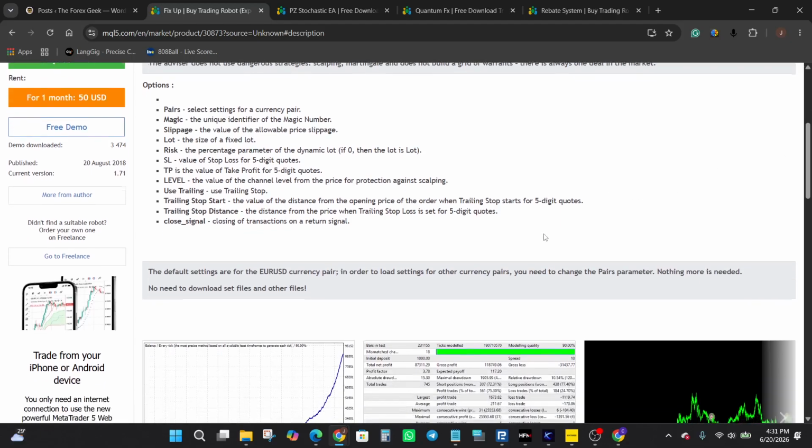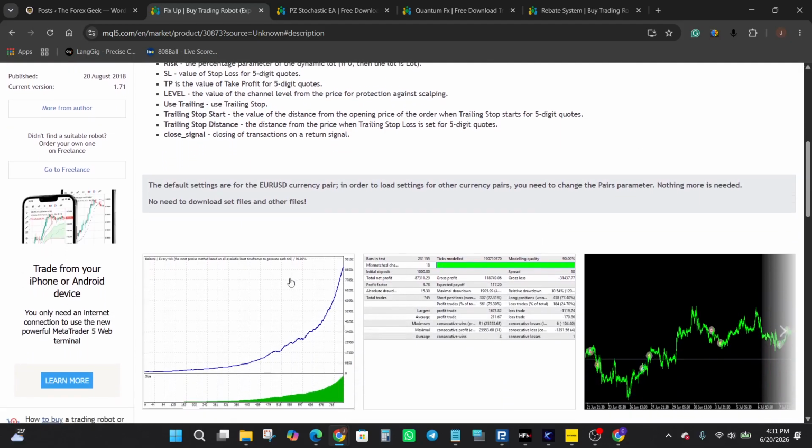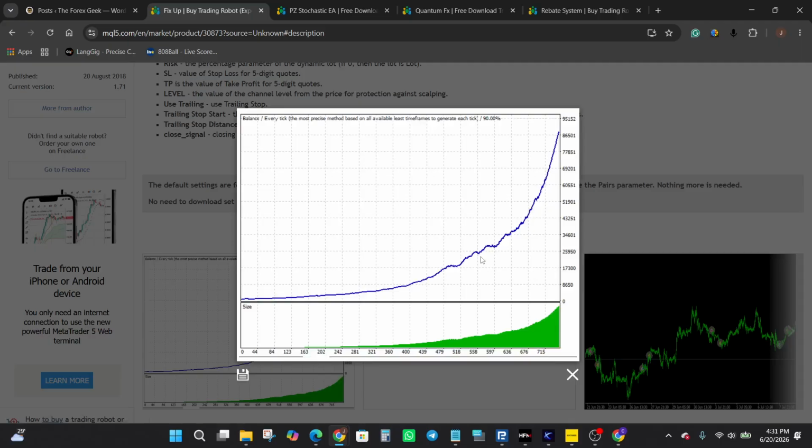Now, let us move into the historical backtesting section. As we review the historical testing results, it is important to remember that we are evaluating historical analysis rather than future performance. Backtesting allows us to see how the EA behaved under previous market conditions, but future results may differ. So from what I can see here, this balance curve looks pretty interesting.